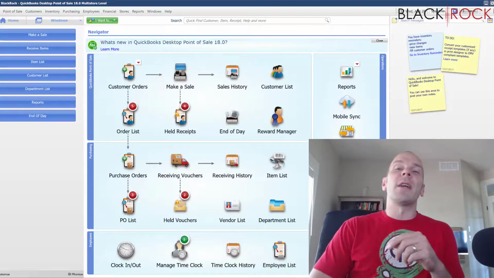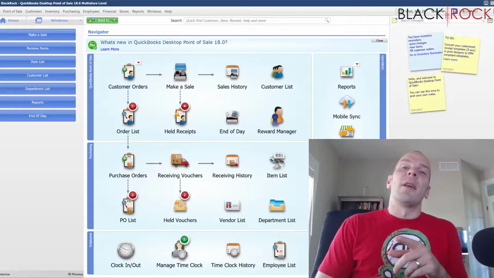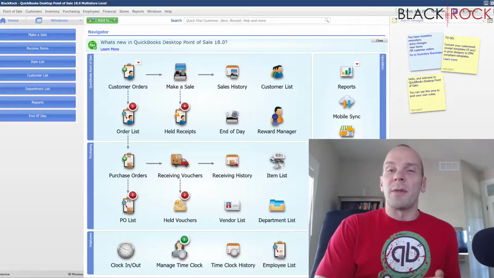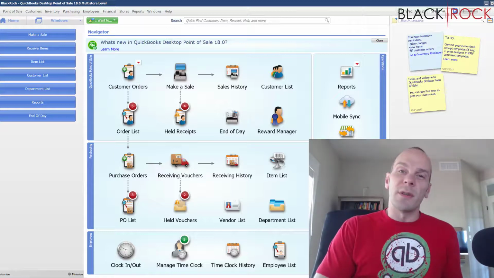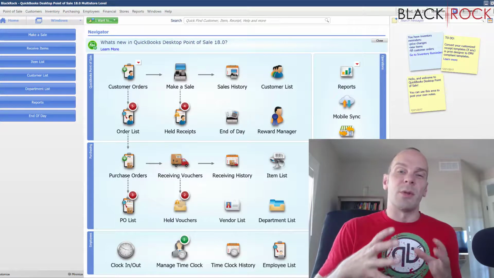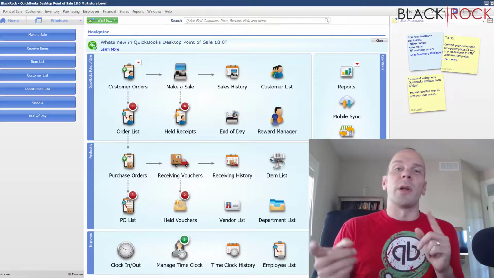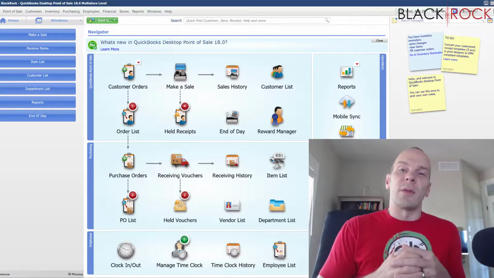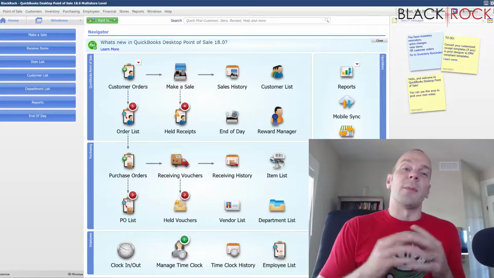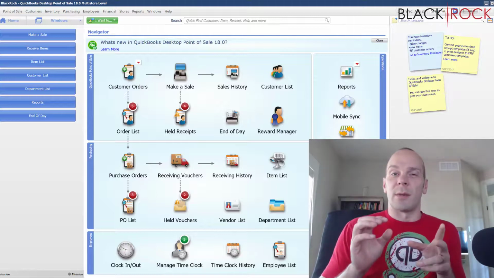Today in QuickBooks Point of Sale I am going to show you how to find your license number. The license number may come in handy if you ever have to call in for some reason, or if you need to re-register your product, or also on multi-store when you're figuring out how to do the store exchange, which is based on the license number.